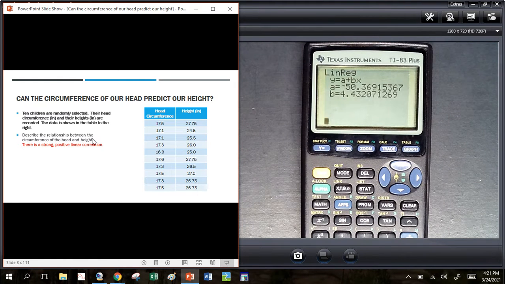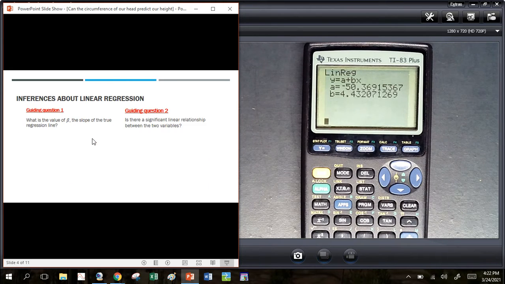To put it into context, the least squares regression line is the predicted height, don't forget that little arrow on the top, equals negative 50.37 plus 4.43 multiplied by the head circumference. Finally, to interpret the slope in context: for every 1 inch increase in head circumference, there is a predicted, make sure you don't forget that word, a predicted 4.43 inch increase in height. All right, so let's continue on.